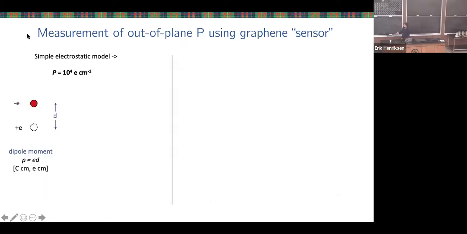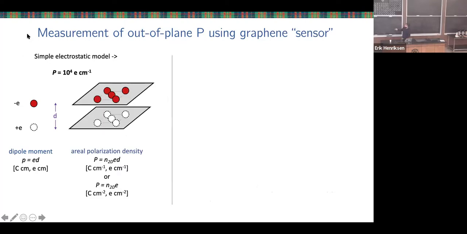If that doesn't mean anything to you, that's okay. Let me just try to tell you what that means. If you think of a dipole, a plus and minus charge separated by d, then it has a dipole moment that's e times d, which would be in electron centimeters or Coulomb centimeters, if you like. Those are the units.